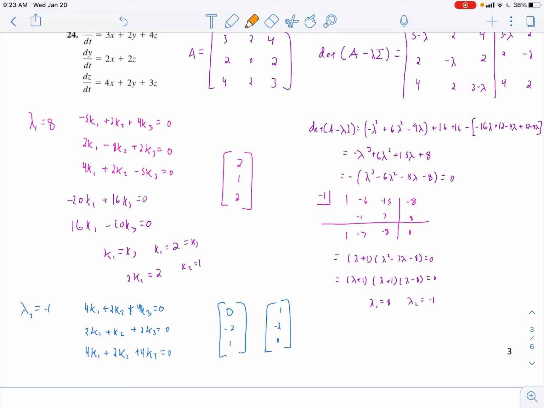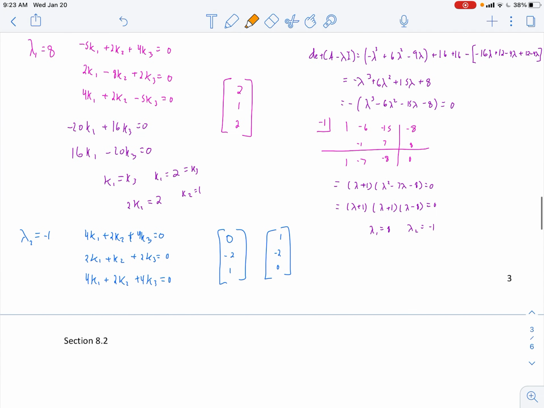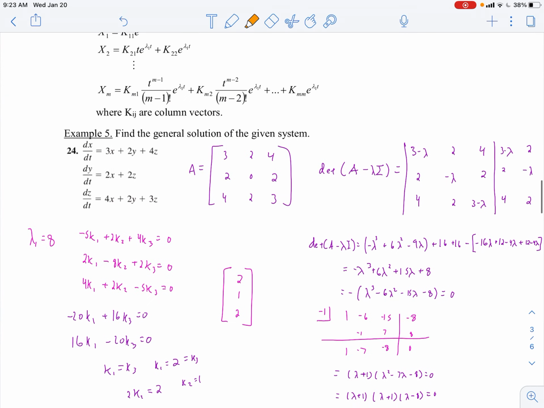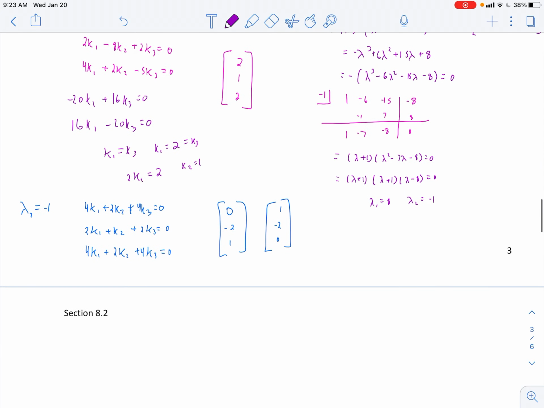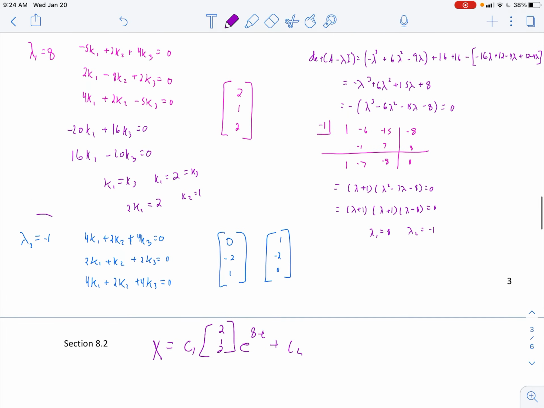So there's our first solution. So I'll go ahead and I'll write that down. So our first solution is going to be, looks like I didn't write it down. It's going to be x is equal to C sub 1, our eigenvector 2, 1, 2, that corresponds to our eigenvalue, e to the 8t, plus C sub 2, and now we're going to do our negative 1. So we plug that in. When we plug negative 1 in, we're going to get the following system. Now we're going to solve that system.